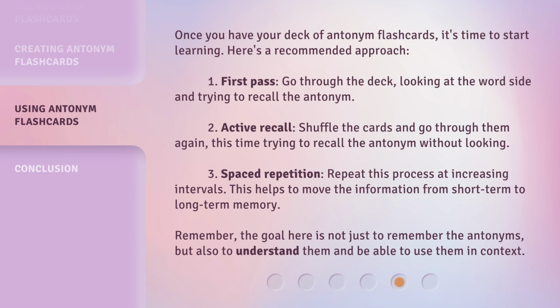Once you have your deck of antonym flashcards, it's time to start learning. Here's a recommended approach. 1. First pass. Go through the deck, looking at the word side and trying to recall the antonym. 2. Active recall. Shuffle the cards and go through them again, this time trying to recall the antonym without looking. 3. Spaced repetition. Repeat this process at increasing intervals. This helps to move the information from short-term to long-term memory. Remember, the goal here is not just to remember the antonyms, but also to understand them and be able to use them in context.